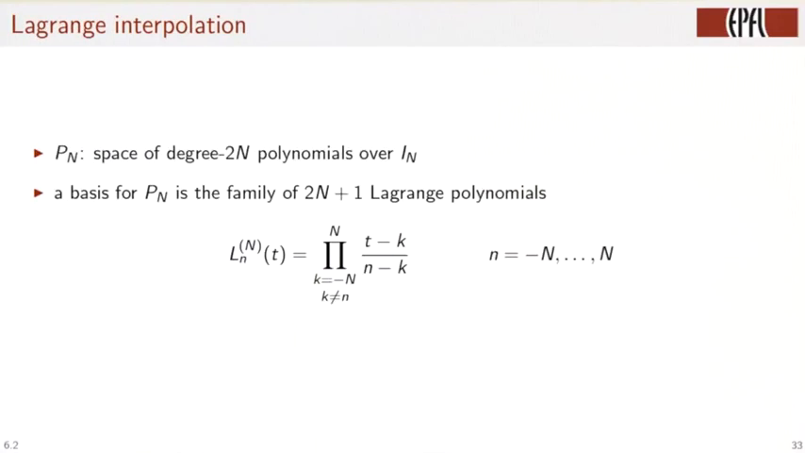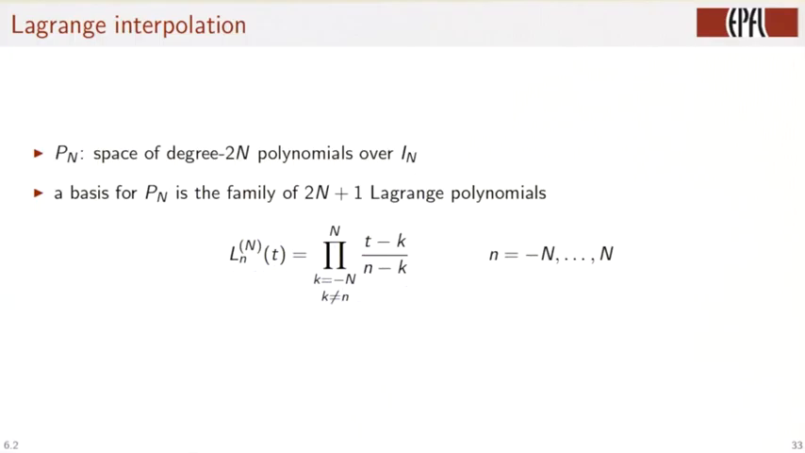The natural solution to this interpolation problem is given by Lagrange interpolation. Take P_N, the space of degree 2N polynomials over the interval I_N. A basis for P_N is a family of 2N+1 Lagrange polynomials given by this formula.